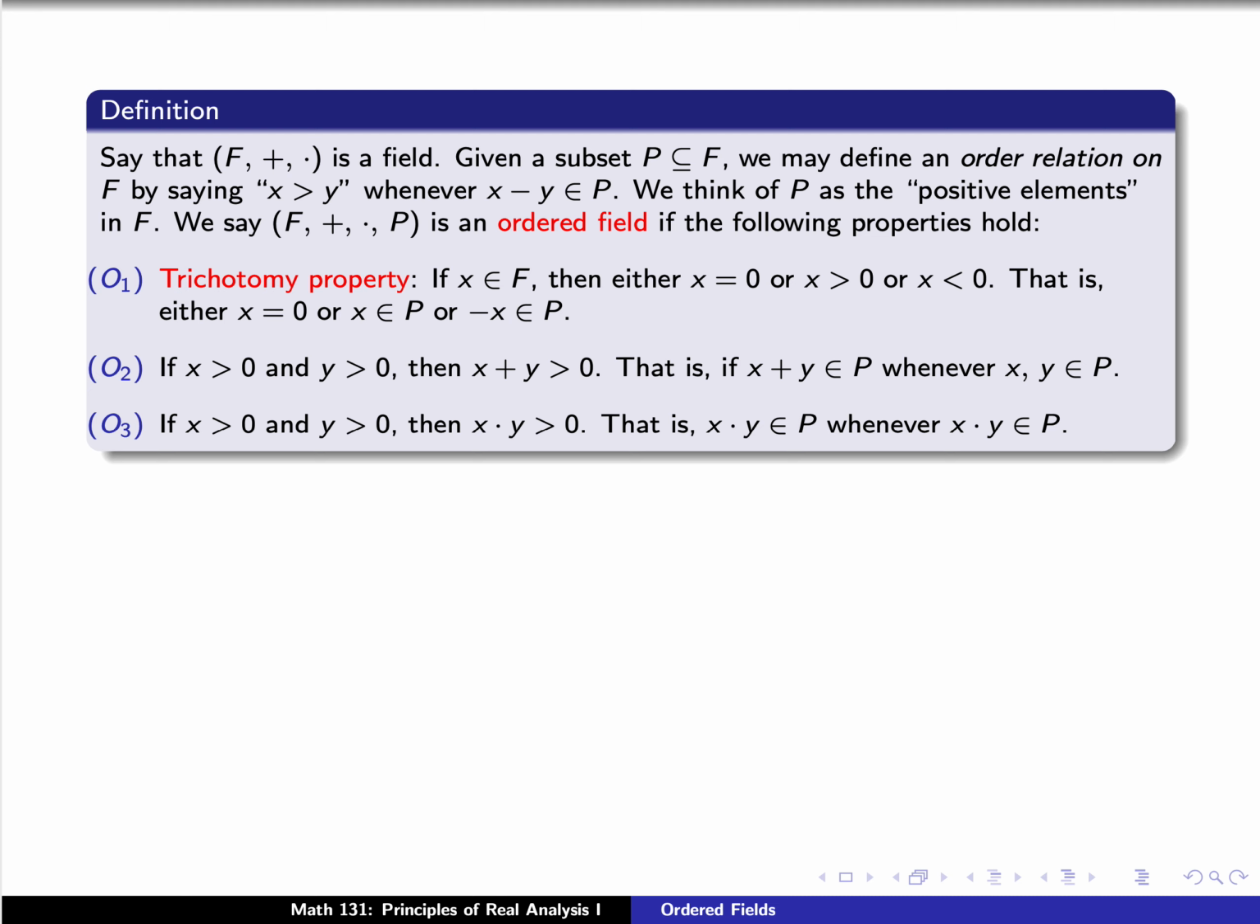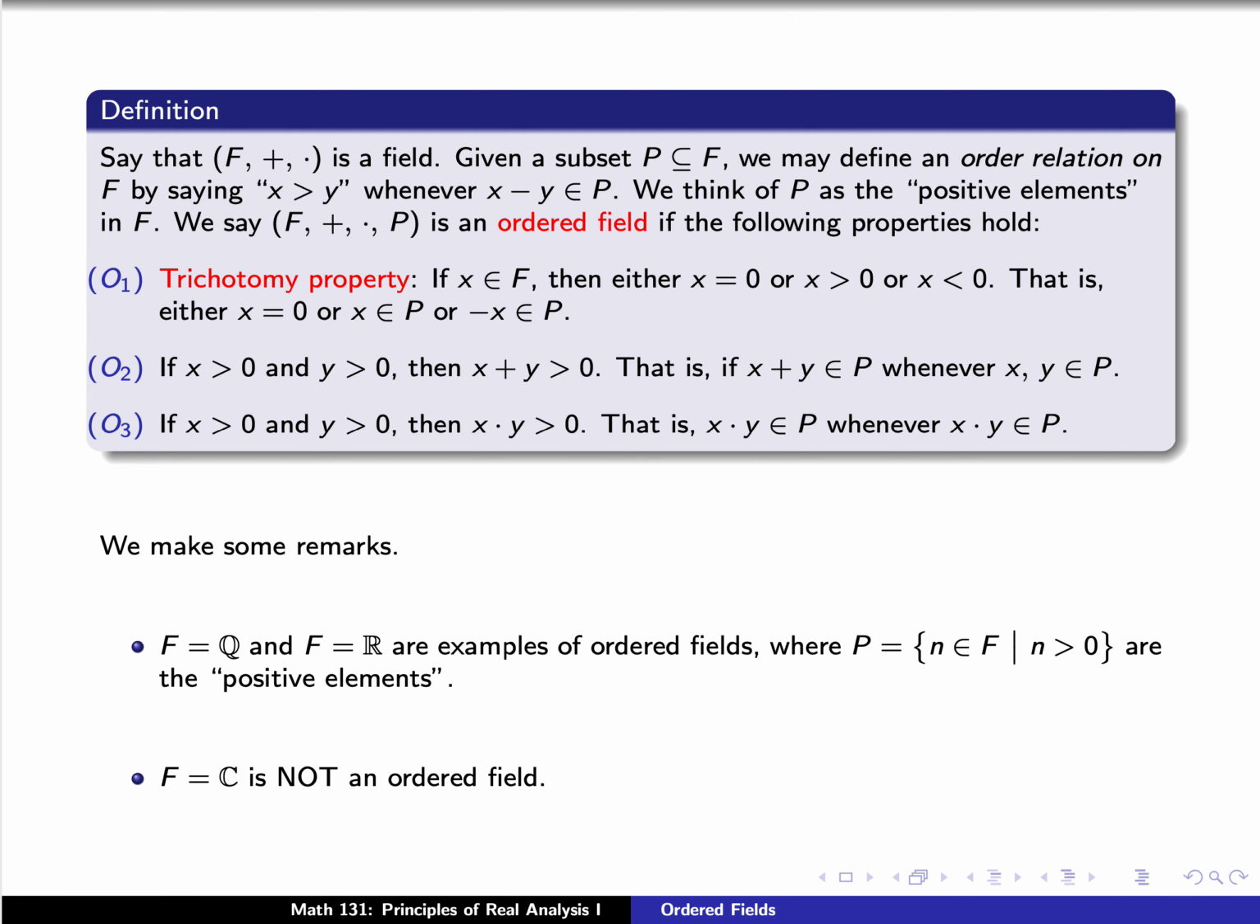Second, if we're given two positive elements, x and y, then their sum is also positive. To be more precise, whenever x and y are elements of P, the sum x plus y is also an element of P. And finally, the same should be true for products. That is, if x and y are positive, then its product, x times y, is positive. To be more precise, whenever x and y are in P, x times y is also in P.